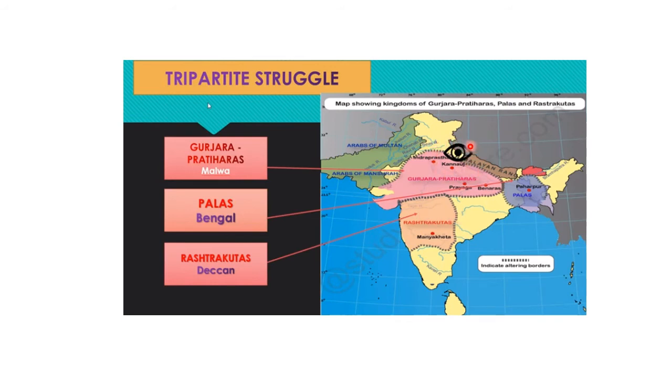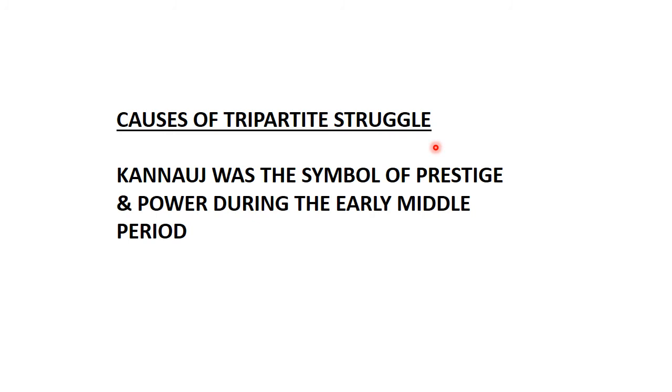Now we look into the importance of Kannauj. Why did these three want to occupy Kannauj? One of the main reasons for the tripartite struggle was Kannauj, a very strategically located place in North India, on the banks of the river Ganga. It was a symbol of prestige and power. Whoever was able to conquer Kannauj was the most powerful king of that era, and so this led to the tripartite struggle. Who were the three involved? The Palas, the Gujar Pratiharas and the Rashtrakutas.